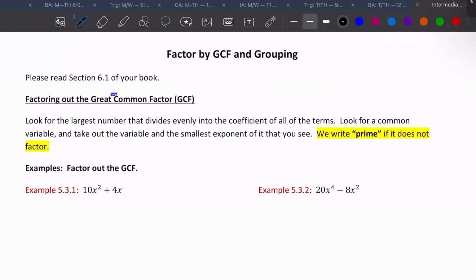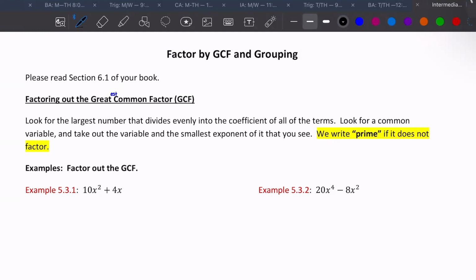All right, so this is section 6.1 of your book, okay? It is about factoring. So all of chapter 6 is going to be about factoring, and we're going to go over about 5 or 6 different kinds of strategies that you can use to factor, okay? So these first two are called greatest common factor and grouping, okay?